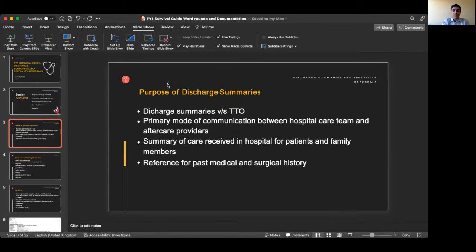Lastly, discharge summaries are a good reference to have for past medical and past surgical history. A lot of the time, when you guys are clerking in new patients, you can refer to previous discharge summaries for the same patient to know about the past medical history, previous presenting complaints for this patient and what has been done for them in the past in the hospital. Because a lot of patients will often present with the same things that they've had over the last few years. So a discharge summary is important to know how we have managed this patient in the past.